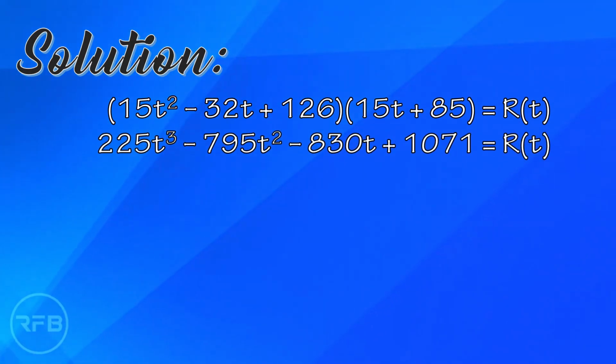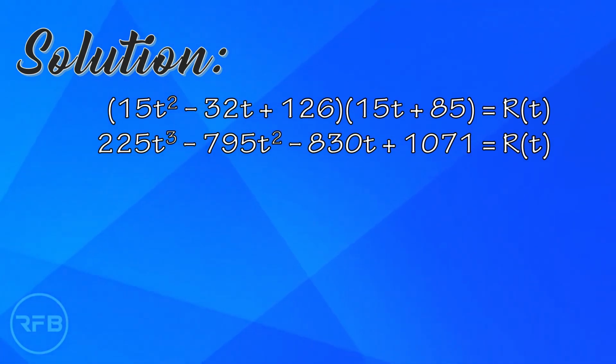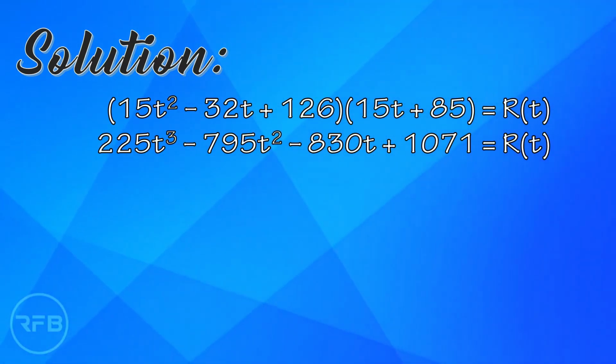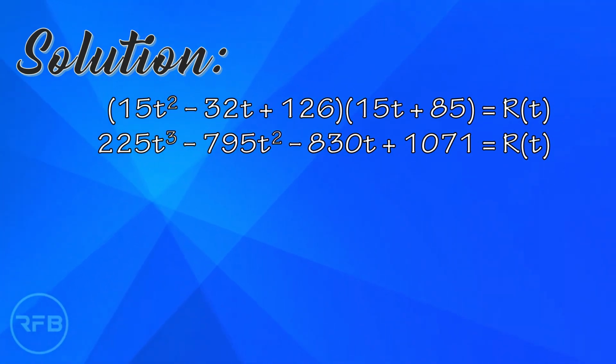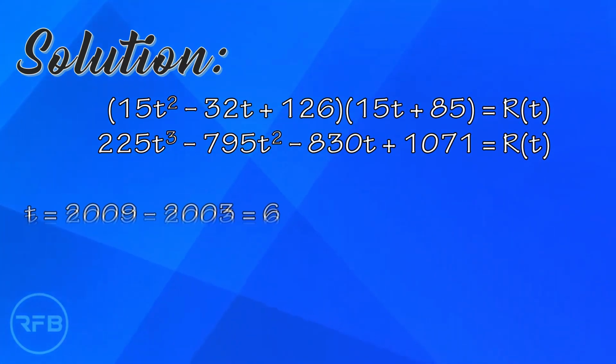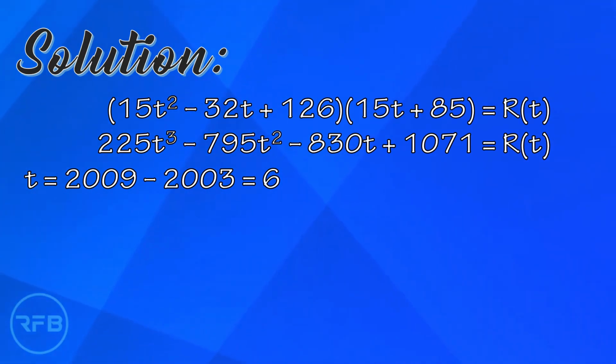Multiplying the functions, we will have 225t cubed minus 795t squared minus 830t plus 1071 is equal to r of t. Since we are asked about the total revenue from 2003 to 2009, how many years did it cover? Good! The number of years t is equal to 6.